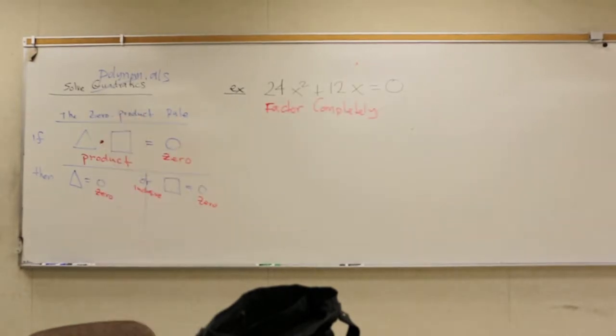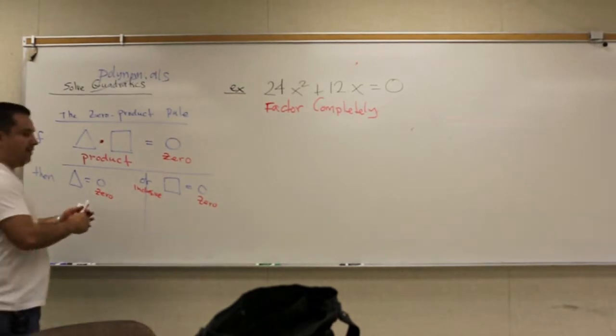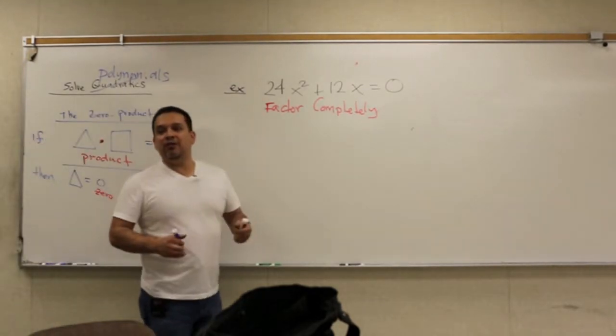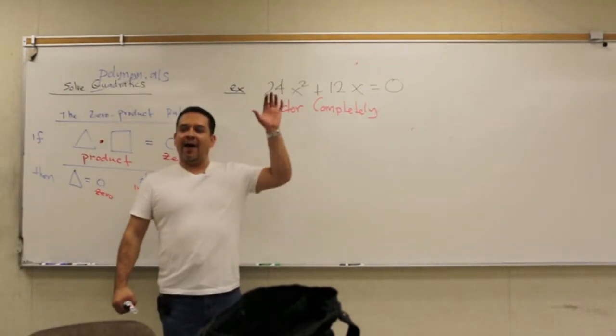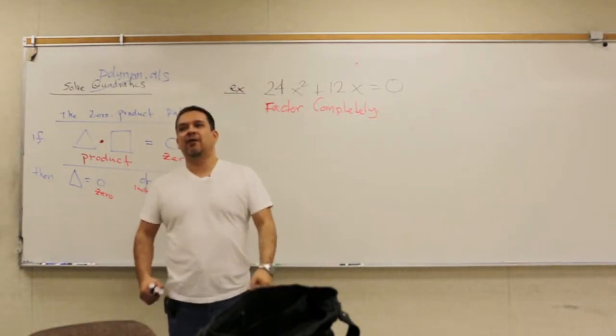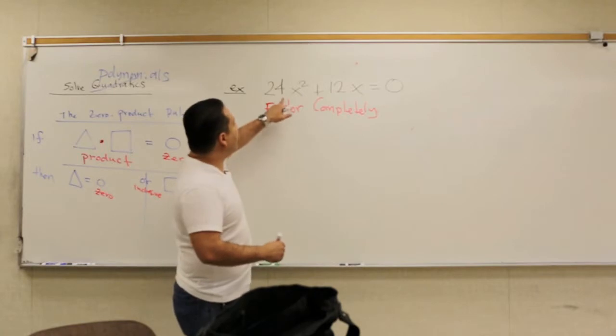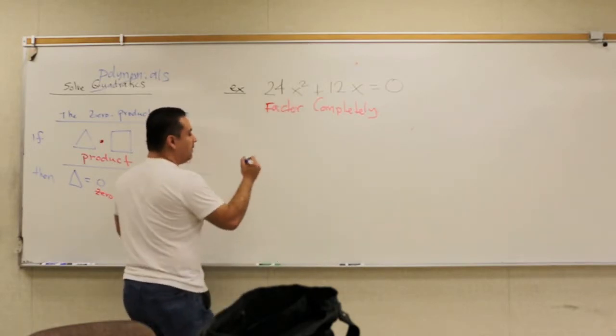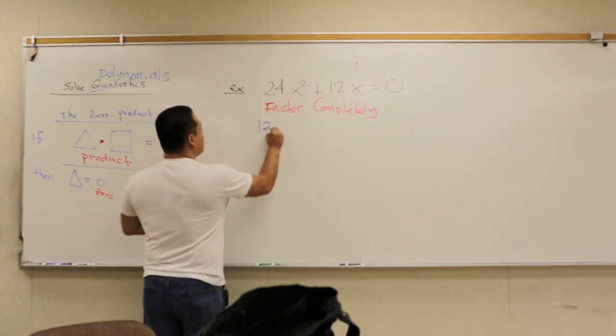Anyway, what does it mean if you factor completely? What do you always do first? GCF. Factor out your greatest common factor. So the greatest common factor of 24x squared and 12x is what? 12x.